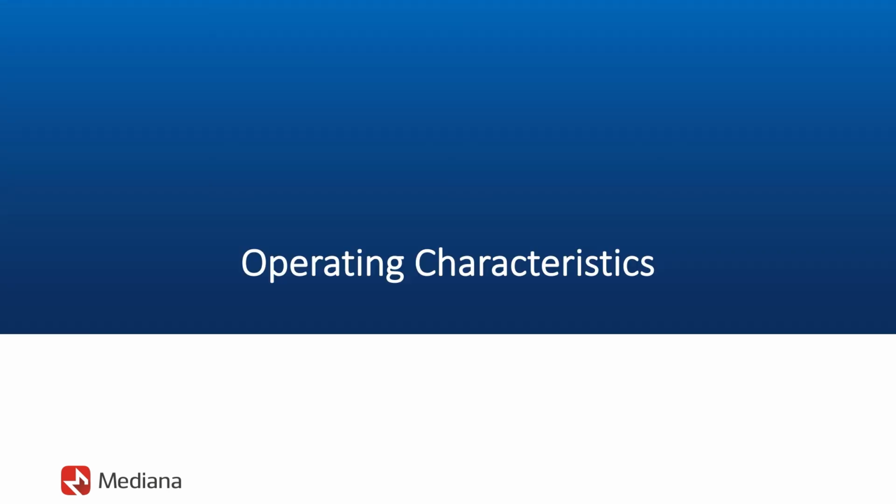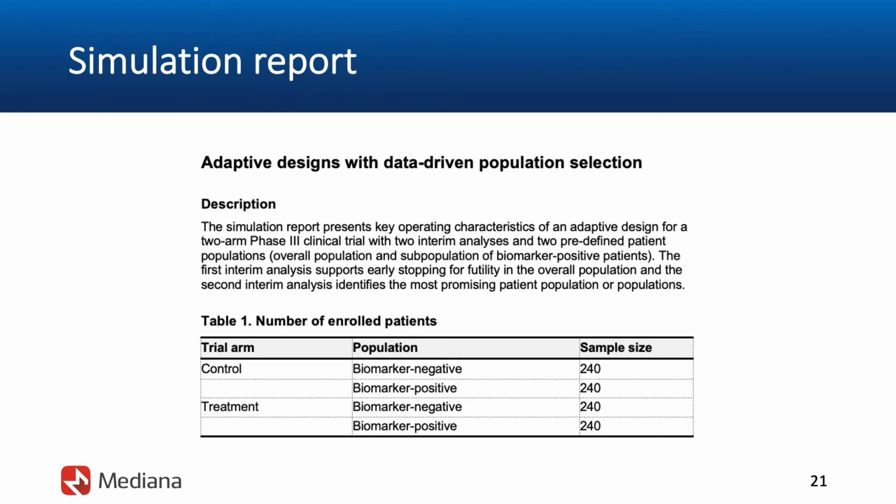link. We're now ready to talk about the key operating characteristics of this complex adaptive design with the futility assessment at the first interim analysis and population selection at the second interim. The most important operating characteristics are included in the simulation report. This slide shows the title page of the report generated for this case study. And just like before, the report is a Word document with a detailed summary of all of the parameters we've just specified.